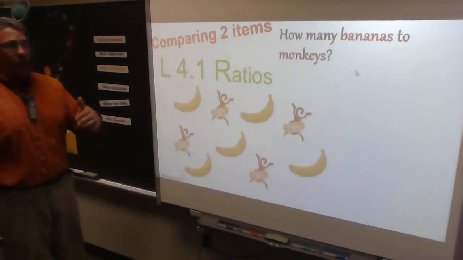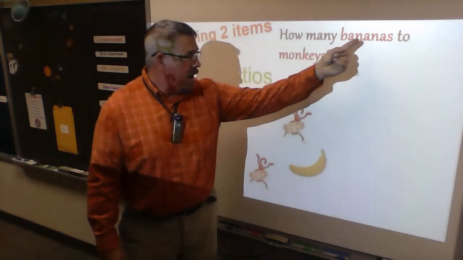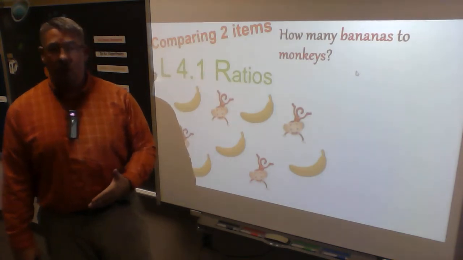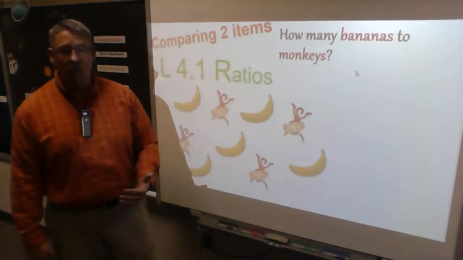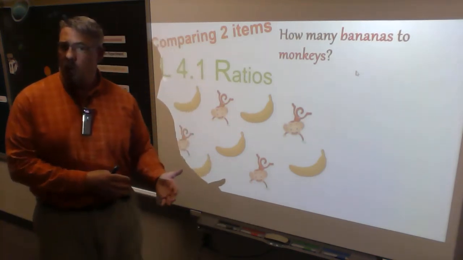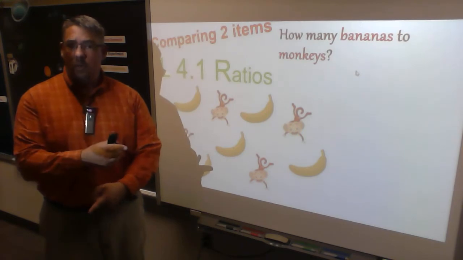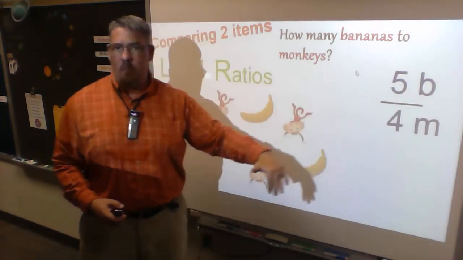Now, the other aspect is we can switch those. Notice I have bananas now first, followed by monkeys. I know that there are 5 bananas and there are 4 monkeys from before, so that just means that my answers when I write them as ratios should look completely opposite, right? So notice I'm going to have now 5 bananas over 4 monkeys.